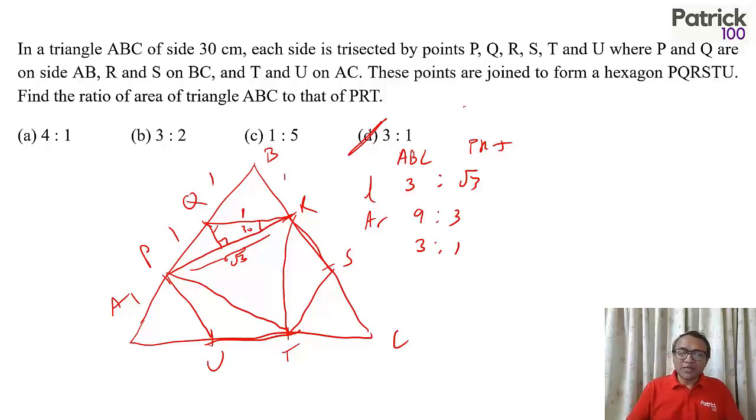Again, the same property as previously. If two similar figures, both equilateral triangles, have the ratio of lengths A:B, here it's 3:√3, the area ratio becomes A square to B square.